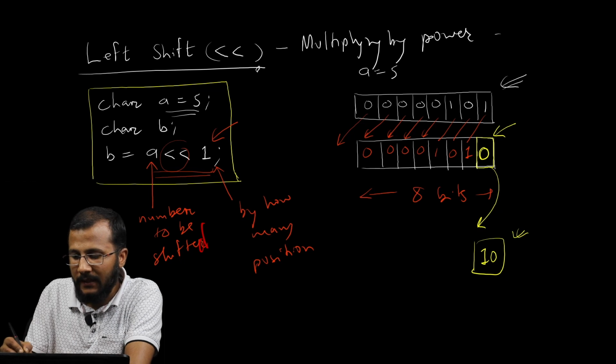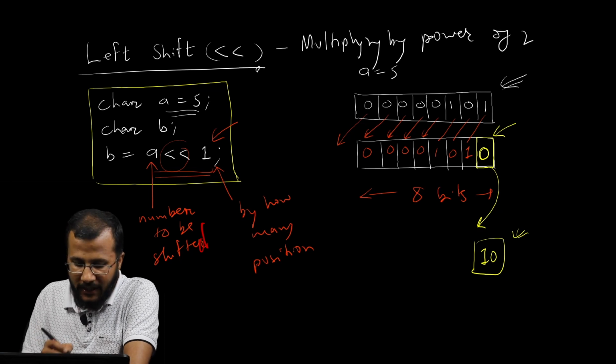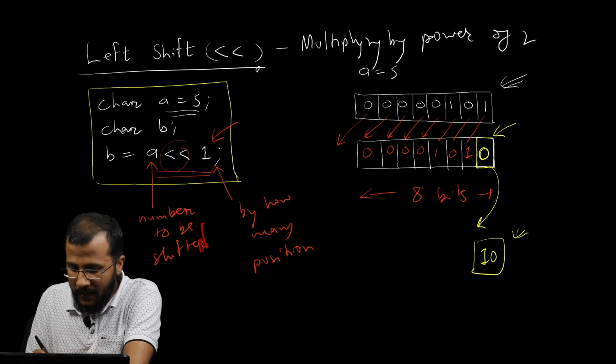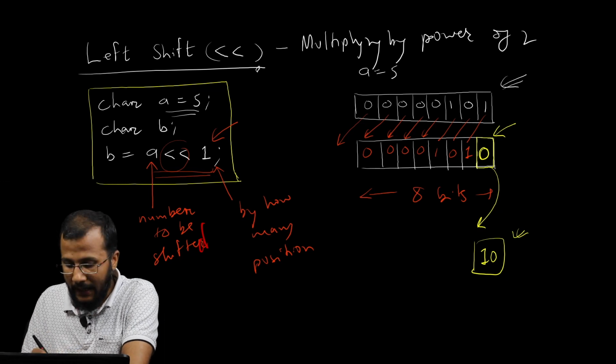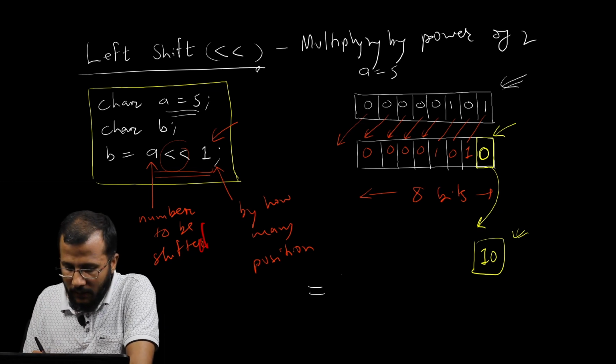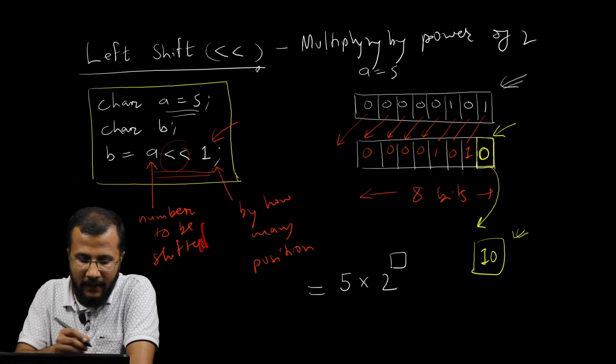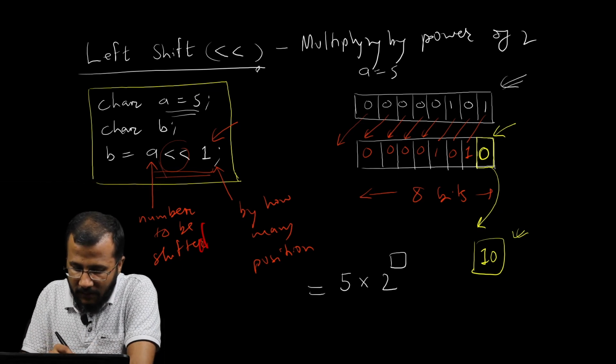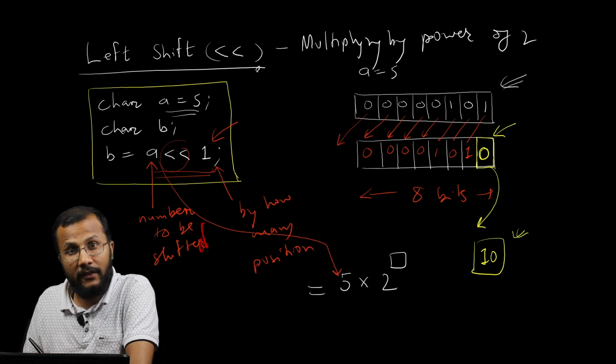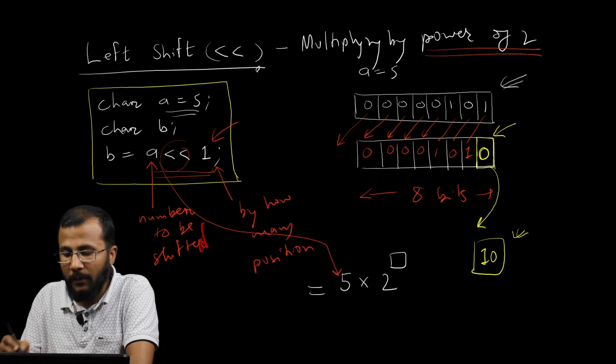Now let me explain this. How it works: I was trying to shift 5 towards the left. So to predict the answer I'll write 5 times 2 to the power something here, right? How did I get this 5? 5 is nothing but my A, the number that I want to shift. 2, because it works with the power of 2.